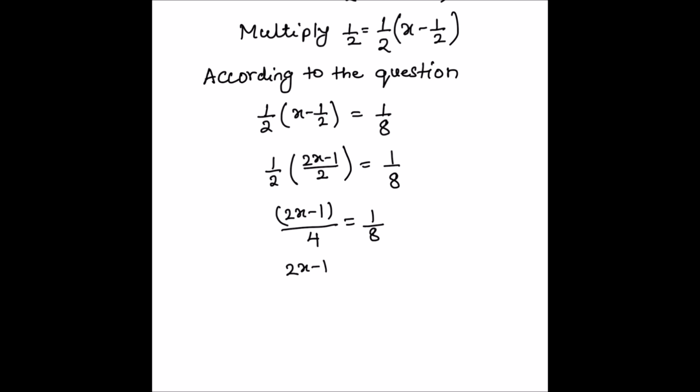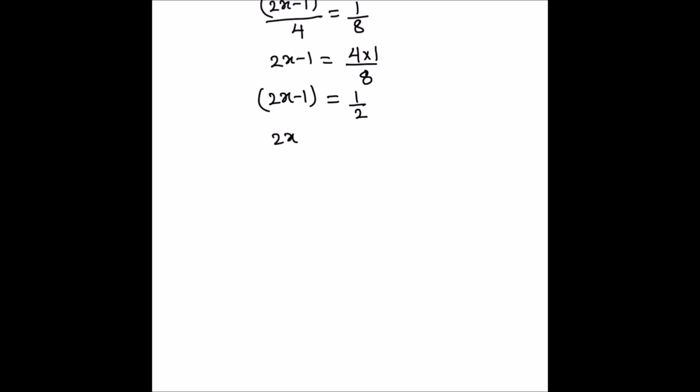So that's 2x minus 1 equals 4 is in the denominator, so it will go in the numerator. So that's 4 times 1 upon 8. So that's 2x minus 1 equals 1 upon 2. We have 2x minus 1 on the left hand side, so we'll leave 2x here and we'll transpose 1 on the right hand side. So 2x equals half. This minus 1 will become plus 1. So that's 2x equals half plus 1 will be, we'll take LCM, which is 2. This is 1 and 2 times 1 is 2.